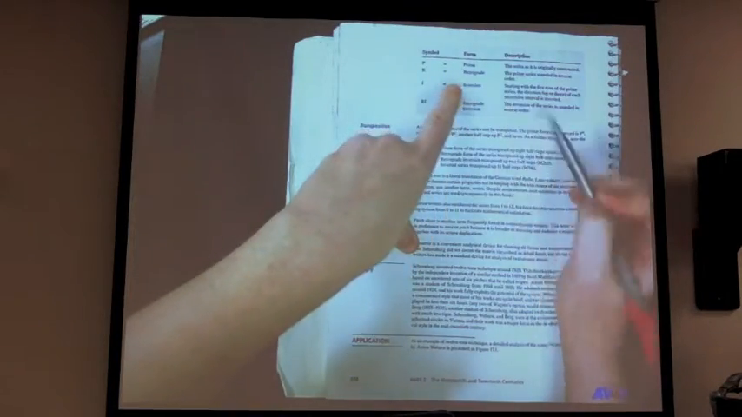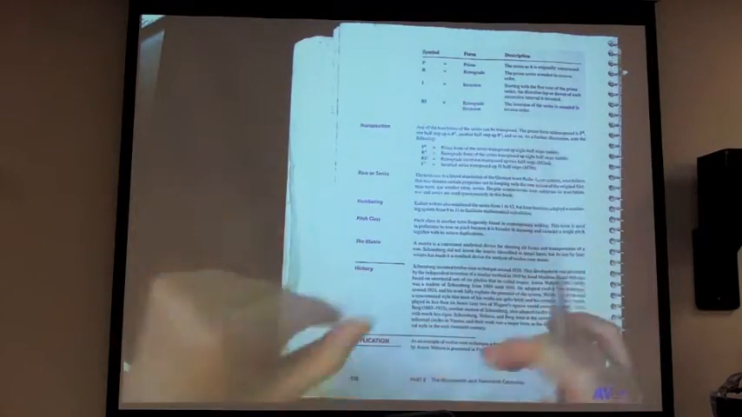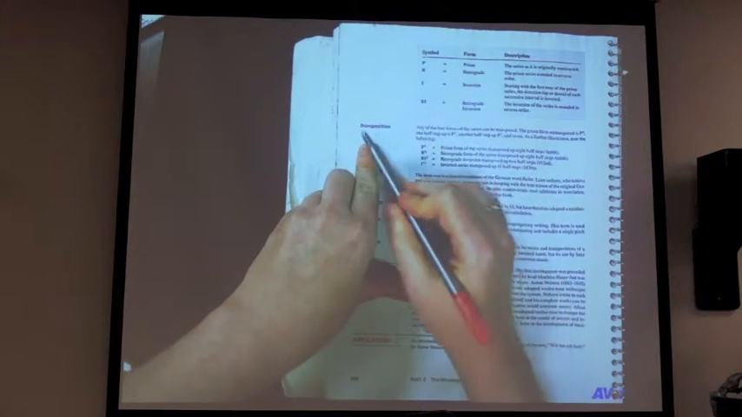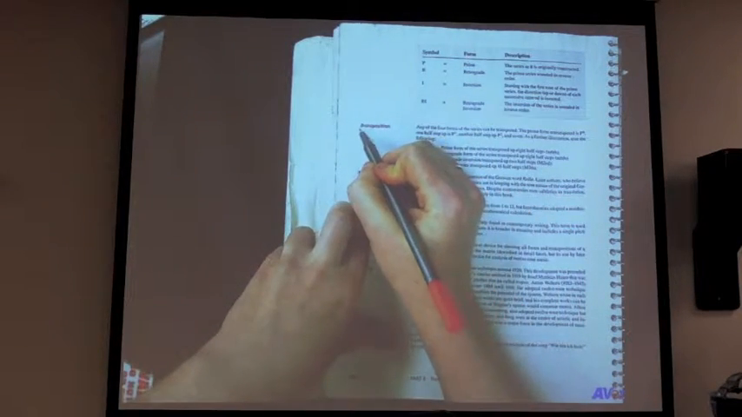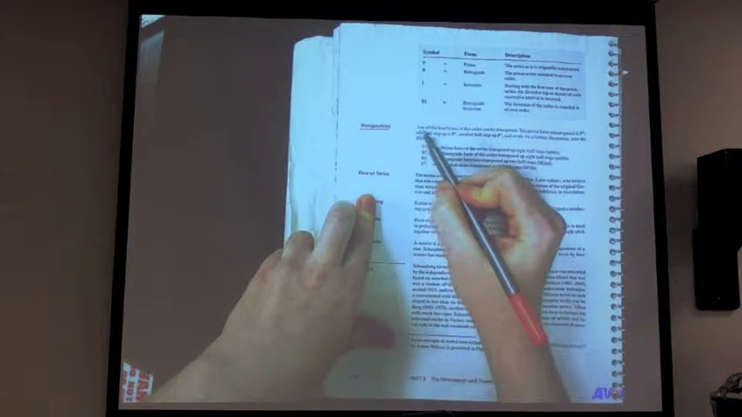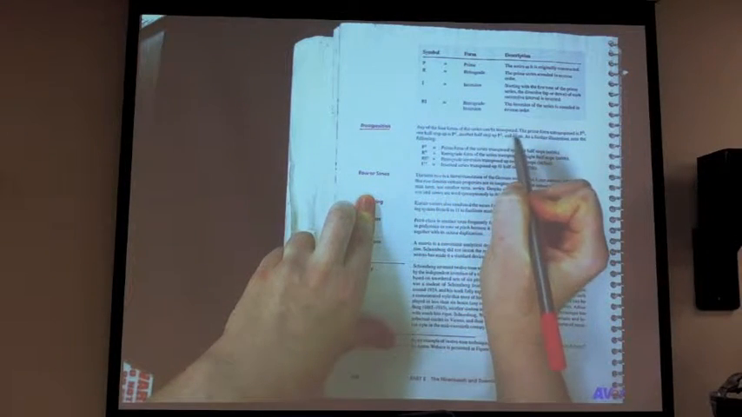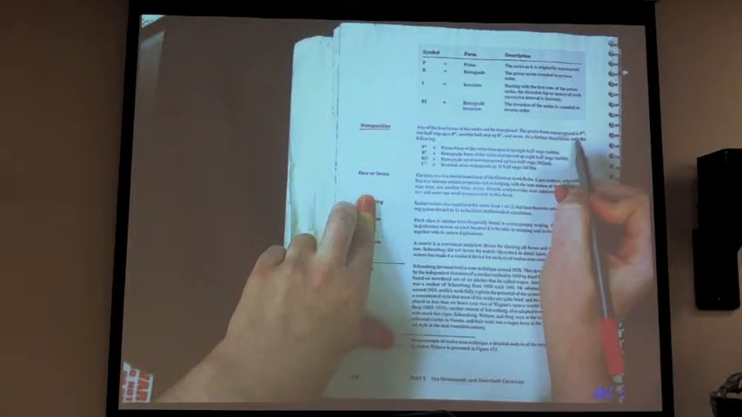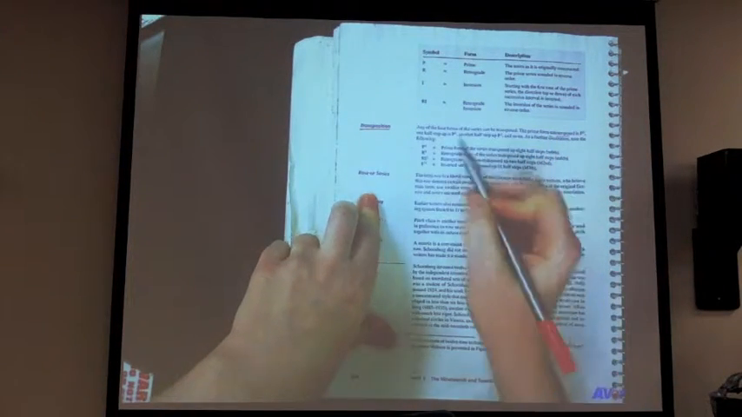So you take that inversion and then do it in reverse. And you'll see how this works. So, transposition. In transposition, any of the four forms of the series can be transposed. So the prime form untransposed is P0.